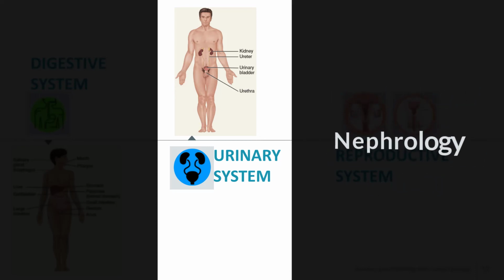Nephrology is the scientific study of the anatomy, physiology, and pathology of the kidneys. The branch of medicine that deals with the male and female urinary systems and the male reproductive system is called urology. A physician who specializes in this branch of medicine is called a urologist.